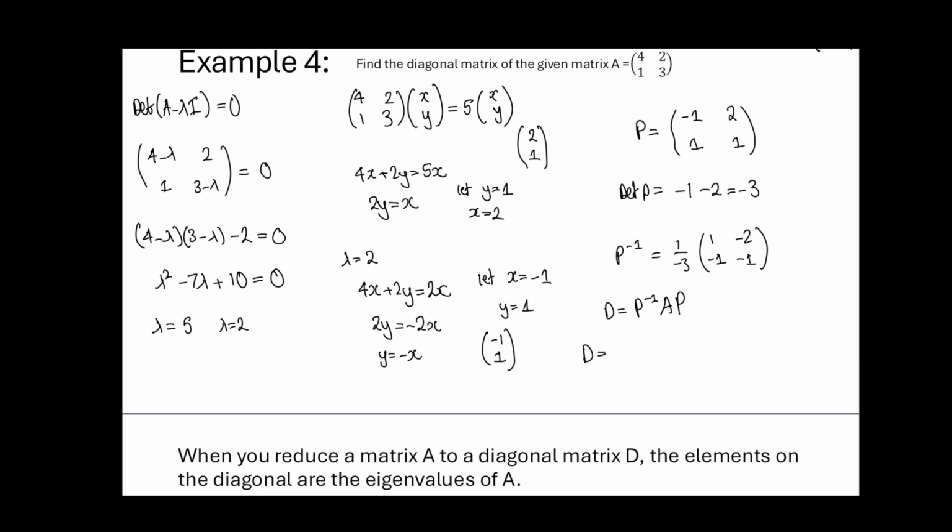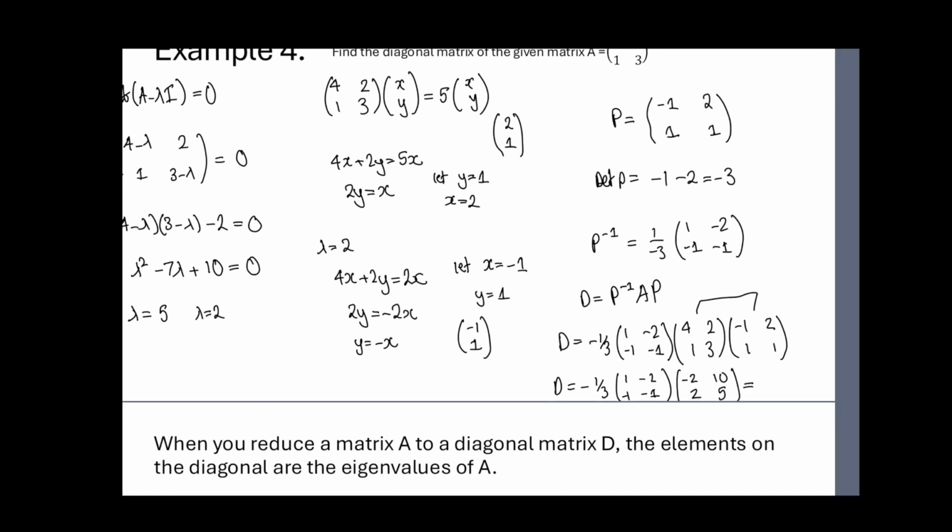So D is equal to minus 1/3, 1, minus 2, minus 1, minus 1, multiplied by A, which is 4, 2, 1, 3, multiplied by P, which was minus 1, 2, 1, 1. If we first multiply these two matrices, we get minus 2, 10, 2, 5, and then multiplying these two matrices gives us minus 1/3, minus 6, 0, 0, minus 15. So our diagonal matrix would be 2, 0, 0, 5.